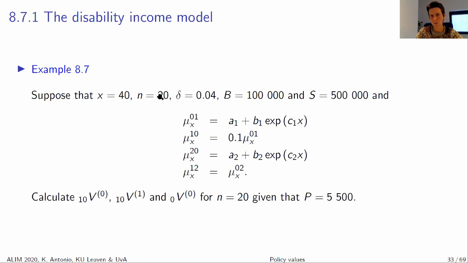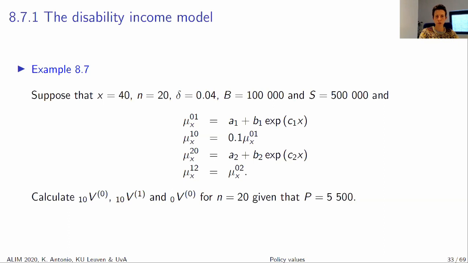We specify some values or expressions for the transition intensities, so we can go from 0 to 1, we can go from 1 to 0, we can go from... that's odd, that's a typo here. We can go from 0 to 2, of course, not the other way around. And we can go from 1 to 2. So this is a typo, because going from 2 to 0 is not possible. Sorry for that. And the question is now: calculate the policy values at certain points in time.